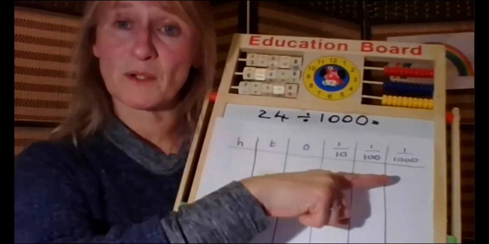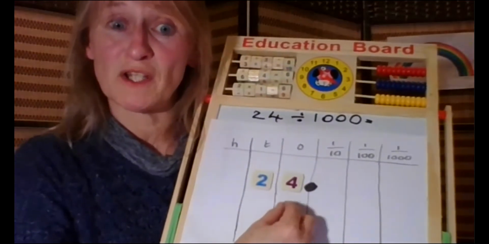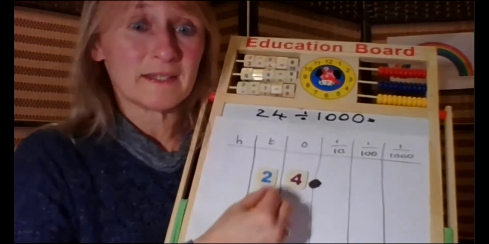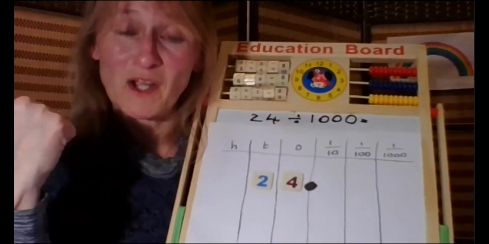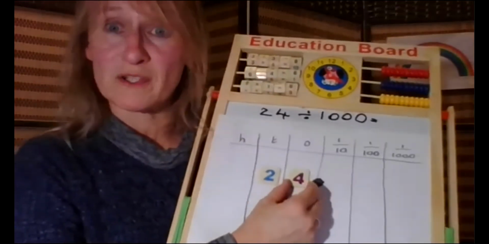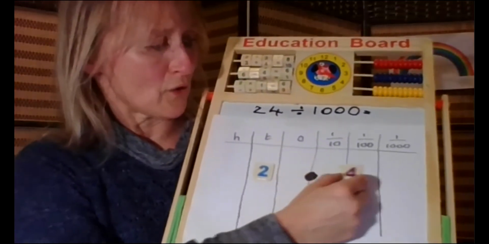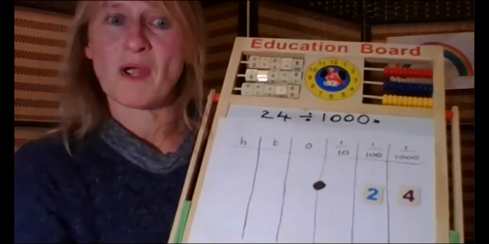Dividing, it's going to get smaller. Need to move it to the right. Every digit needs to get smaller. It is not going to go from tens to hundreds. That's multiplying. We are dividing, okay? So each one is going to go 3 places. 1, 2, 3. There we are.